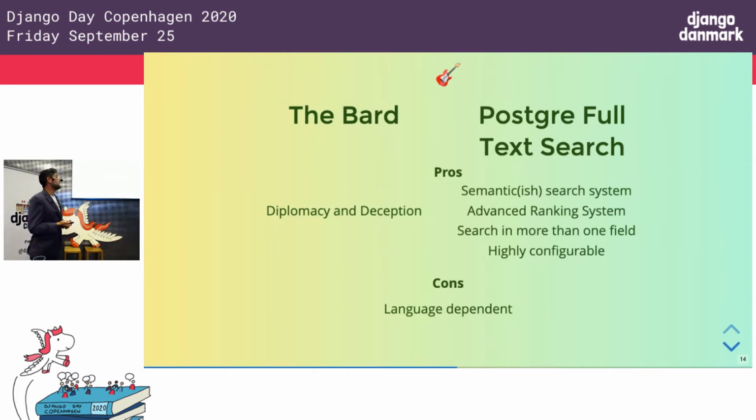The advantage is that you have a kind of semantic search, an advanced ranking system. You can search in more than one field at the same time, giving different weight to each field that you're searching, and it's extremely configurable. This is a solution that is almost at the same level as an external service. It doesn't have the same performance, but most of the functionalities are there.